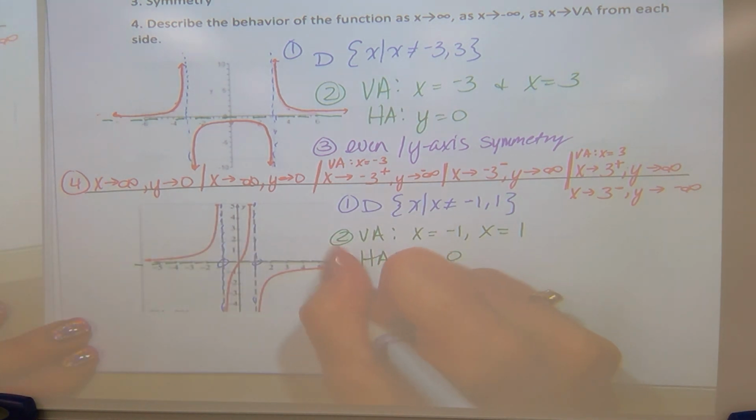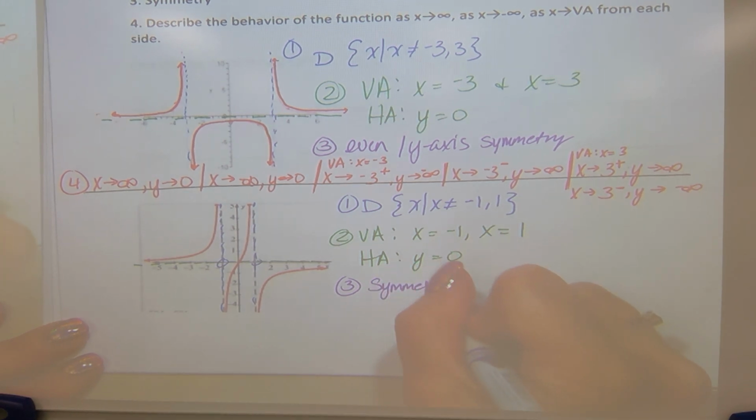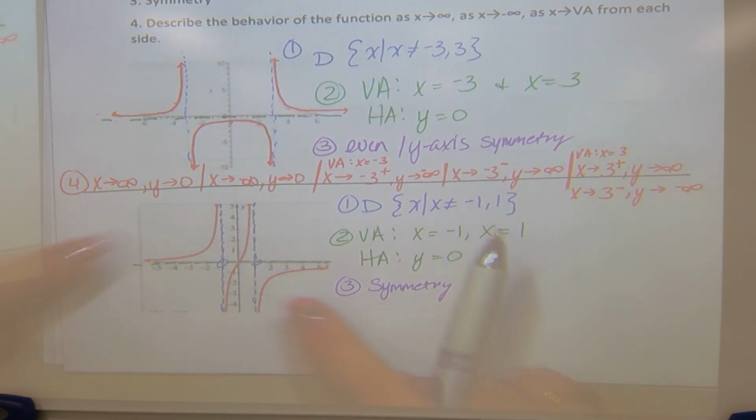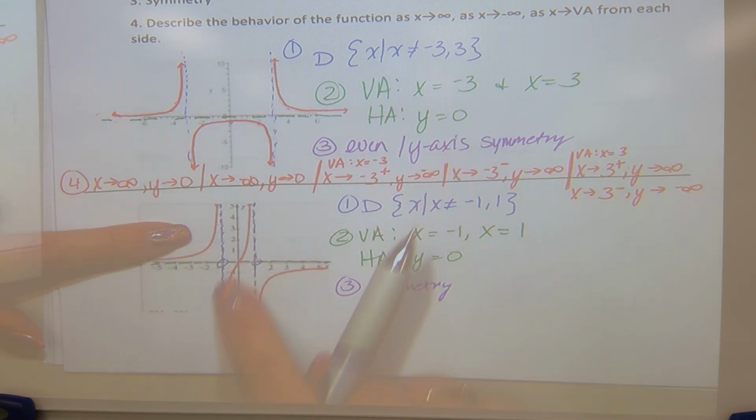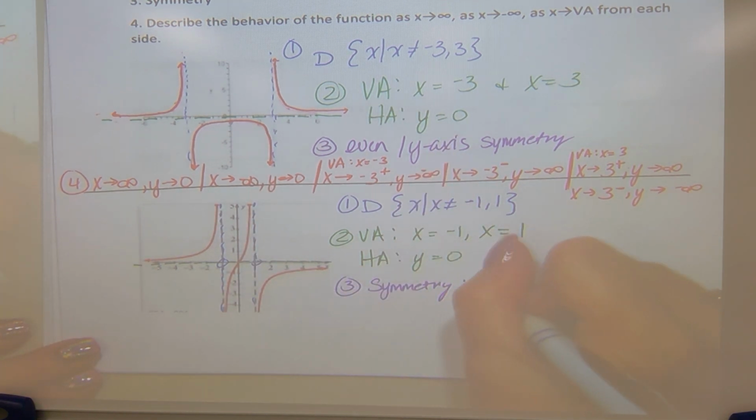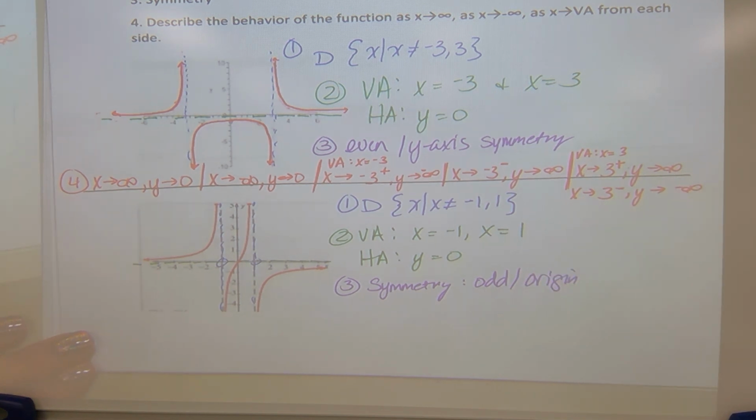Symmetry. When I look at my function and consider symmetry, I see that I've got one end up, one end down, and a twist in the middle. That is an odd function with origin symmetry. It is symmetric about the origin.